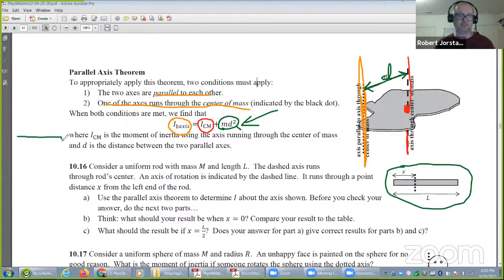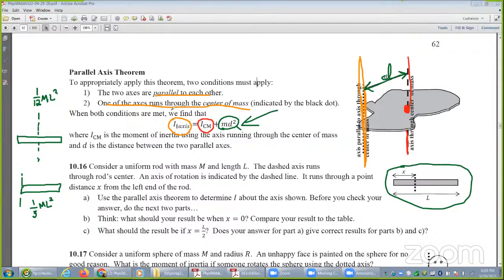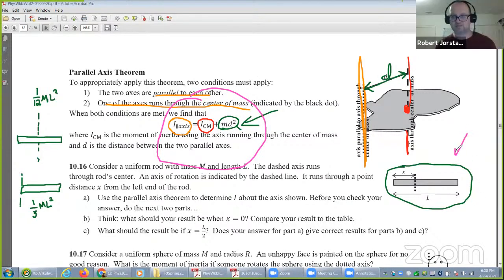If you remember, I'll just draw the table here really quick. There was this one where we had 1/12 ml squared for a rod. And then there was this one. Sorry, it takes me a minute. Same rod. This one was 1/3 ml squared. And what I'm saying is I want you to correctly apply the parallel axis theorem, this thing, to this situation.